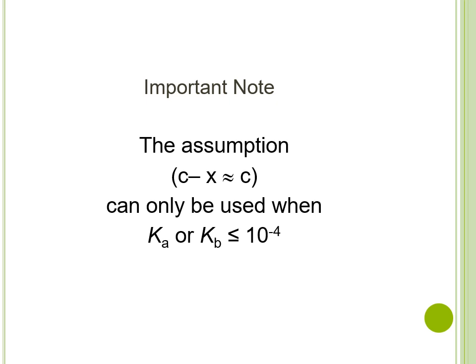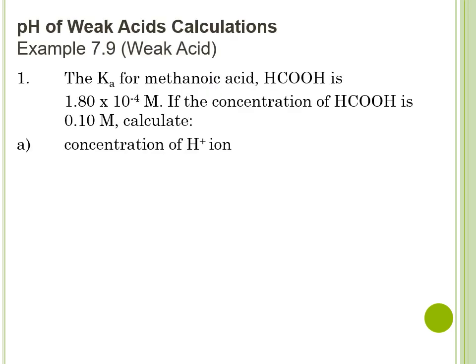An important fact that we have to apply here is that the assumption of initial concentration minus X is equal to C, or the initial concentration, can only be used when Ka or Kb is equal to or less than 10 to the power of negative 4. Let's do example 7.9. The Ka for methanoic acid is 1.8 times 10 to the power of negative 4. So we can assume X is very, very small.